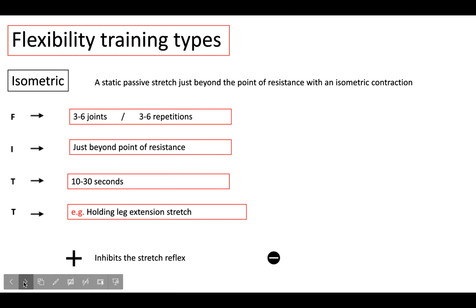An advantage for this is it inhibits the stretch reflex, which we know helps improve our explosive strength. And a disadvantage would be that it can cause injury to the connective tissue. It's really important that you do highlight that it's injury to the connective tissue there.